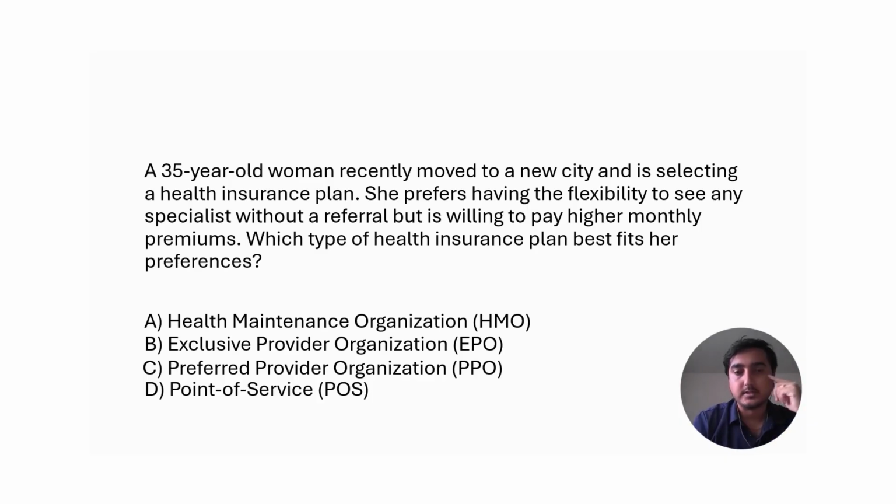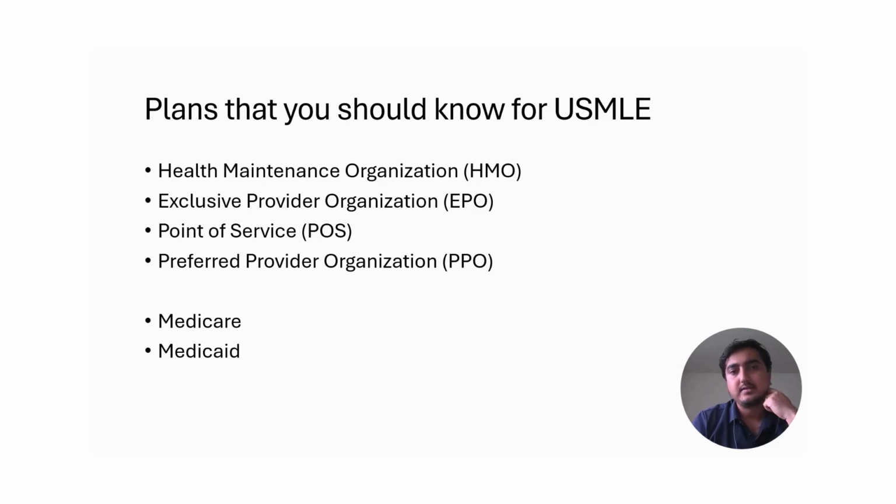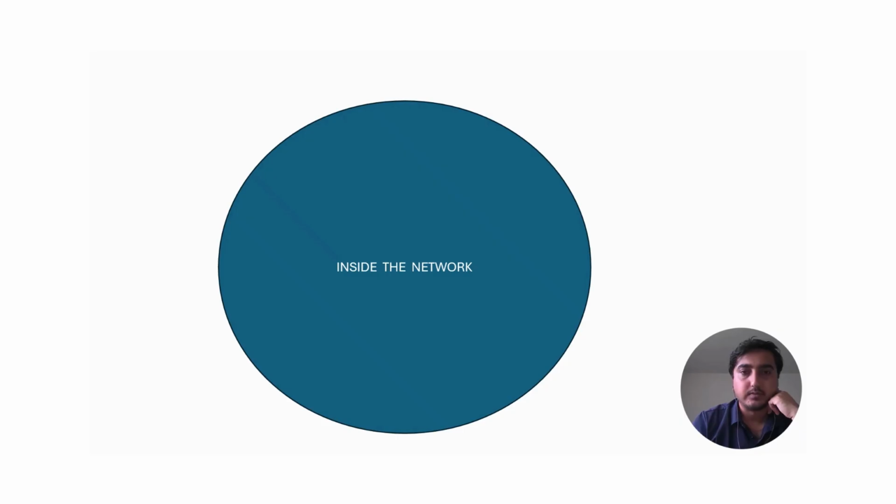These are the options that we'll be discussing. The plans that you should know for the USMLE exam are the HMO plan, the EPO, POS, PPO, Medicare, and Medicaid. Let's start with the first one.